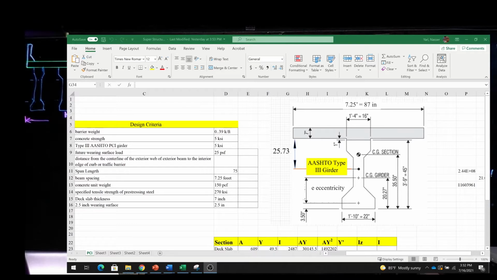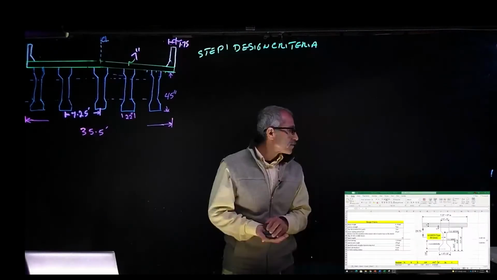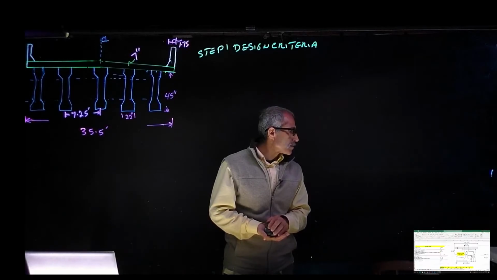So anyway, we're going to use 5 for that too. And then future wearing surface 25 pounds per square foot. Span length is 75 feet, spacing 7.25. Our concrete is 150 pounds per cubic foot. The specified tensile strength for the pre-stressing steel is about 270 KSI. Our deck is 7 inches and 2 inches of wearing course. All right, so that's that. Let's go ahead and proceed to the next step.